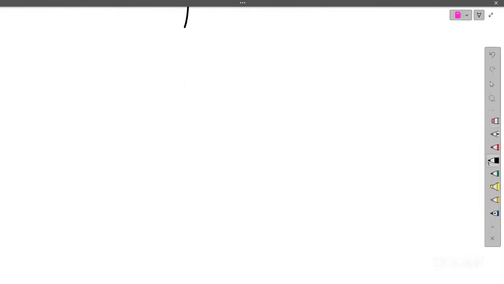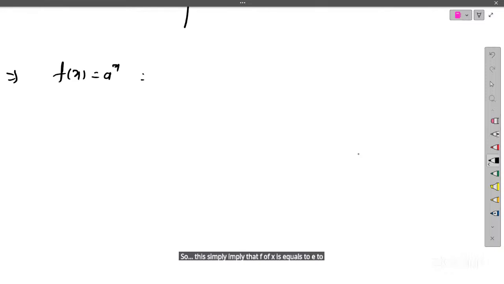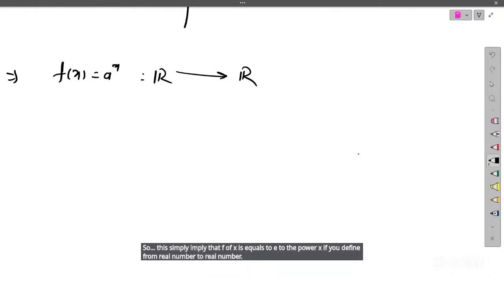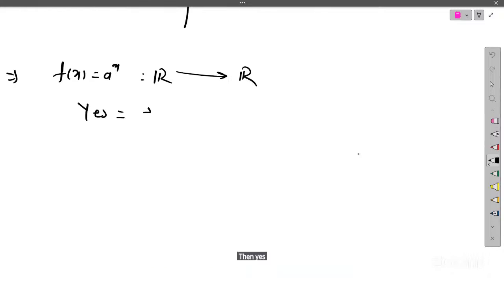So this simply implies that f of x equals e to the power x, if you define it from real numbers to real numbers, then yes, it is one-one, but not onto.